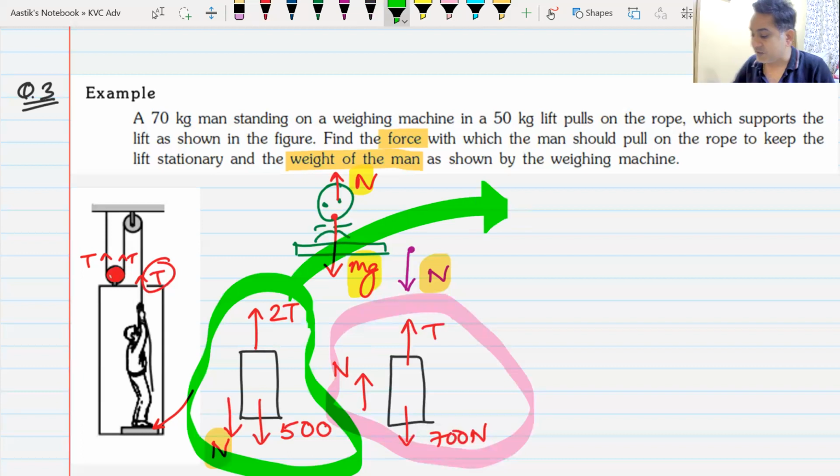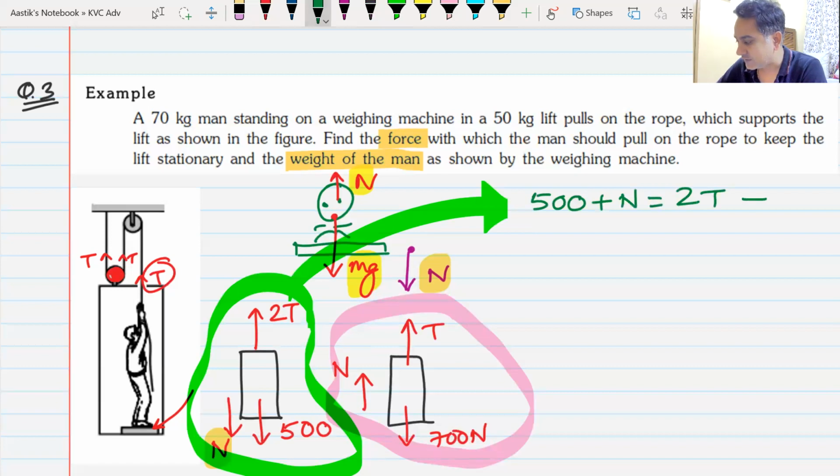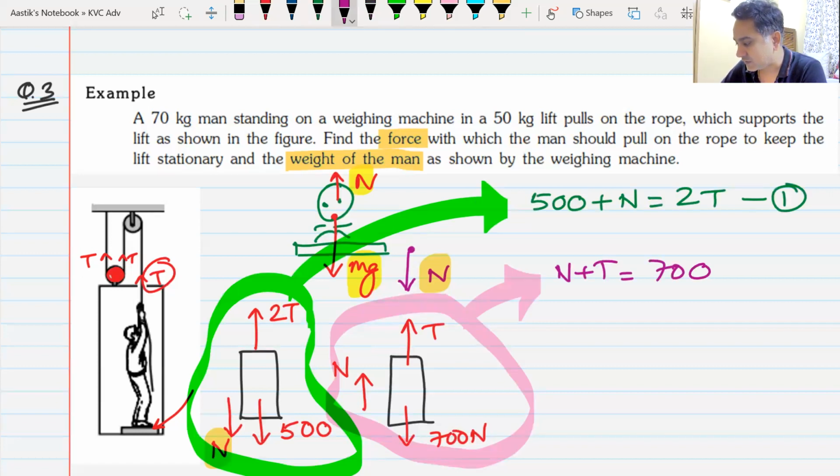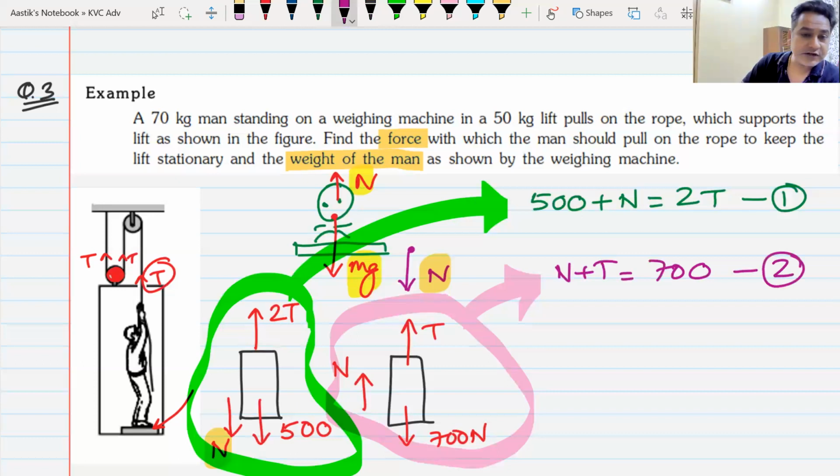What do you get from this green equation? 500 downwards plus N downwards is equal to 2T. Do we get this? Yes, sir. What do we get from this pink gentleman? N plus T is equal to 700 newtons, yes or no? Yes. I think you are good enough to solve it from here. You can tell me the value of T and you can tell me the value of N. Tell me fatafat.